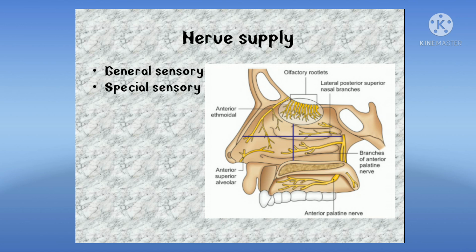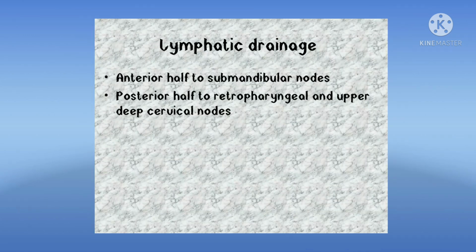The special sensory nerves, or the olfactory nerves, are distributed to the upper part of the lateral wall of the nose, just below the cribriform plate of the ethmoid bone up to the superior nasal concha. The lymphatic drainage of the lateral wall of the nose: from the anterior half of the lateral wall, lymph passes to the submandibular lymph nodes. The posterior half drains into the retropharyngeal lymph nodes and upper deep cervical lymph nodes.